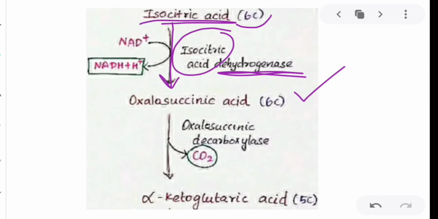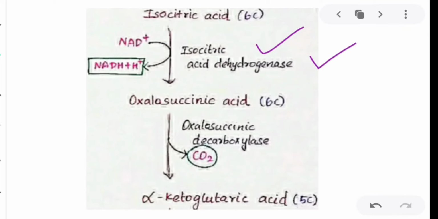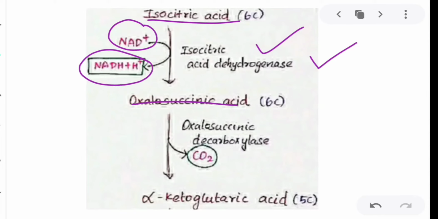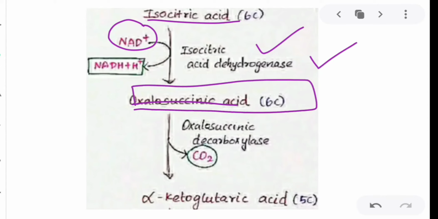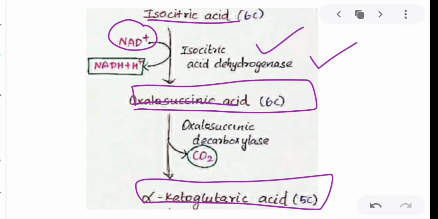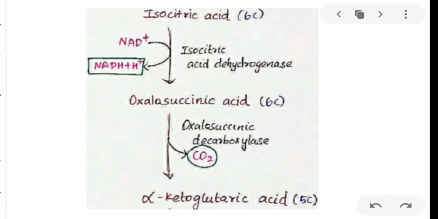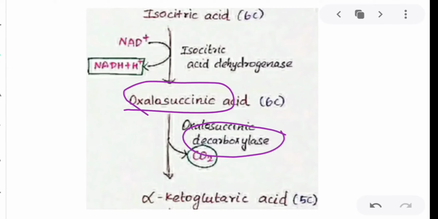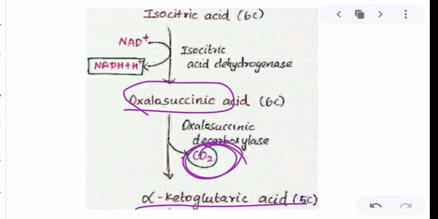So isocitric acid, and from the trick or the mnemonic you can identify it has dehydrogenase. So overall it is isocitric dehydrogenase which converts the isocitric acid into oxalosuccinic acid, and here the NAD plus is reduced to NADH2, and again the oxalosuccinic acid here gets converted to alpha ketoglutarate acid in the presence of the enzyme oxalosuccinic decarboxylase, and also there is a release of carbon dioxide which ultimately gives rise to alpha ketoglutarate acid.